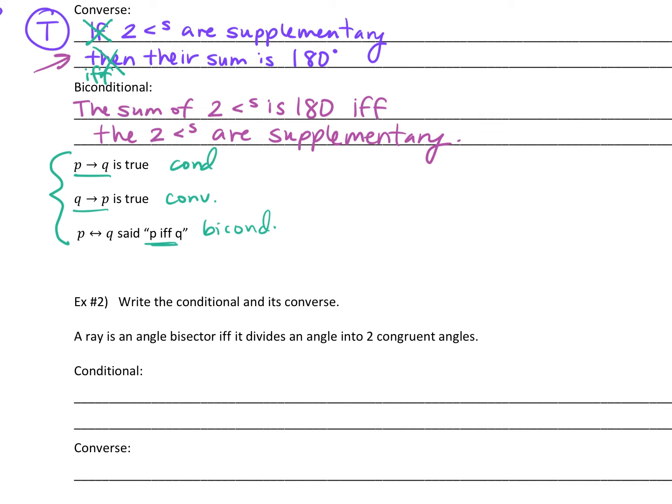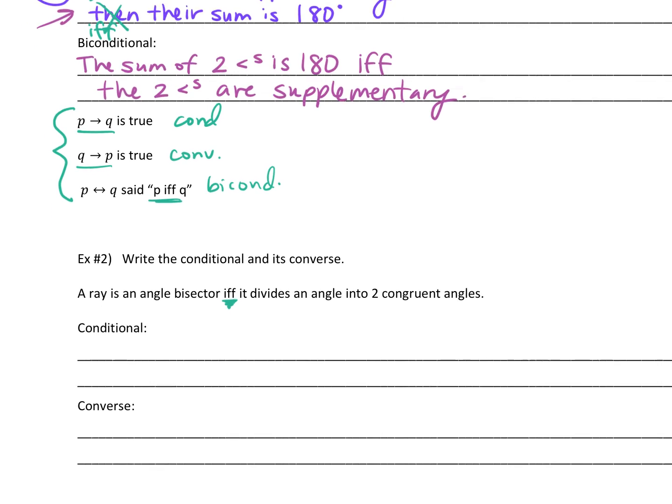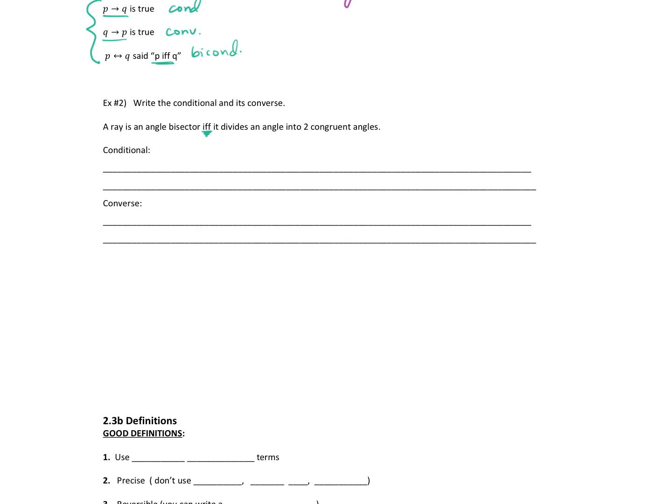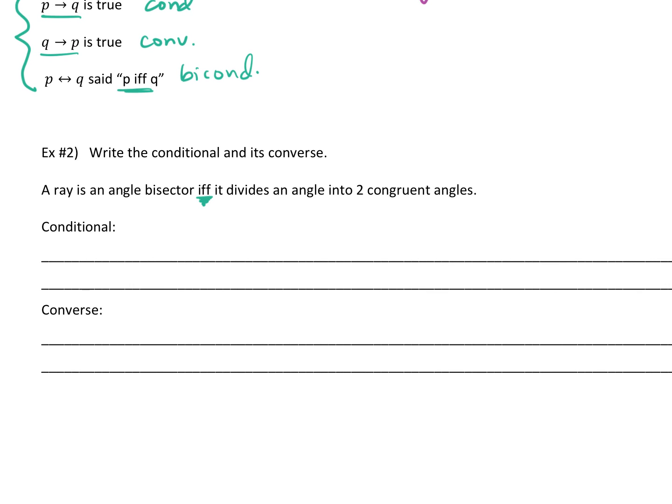The other way you'll see it is just the reverse of that. Now they're going to give you the IFF statement, and you have to write the conditional and the converse. What's a conditional? An if and only if. No, that's a biconditional. A conditional is an if-then statement, right? So we're going to write from this an if-then statement. So write the conditional and write its converse.